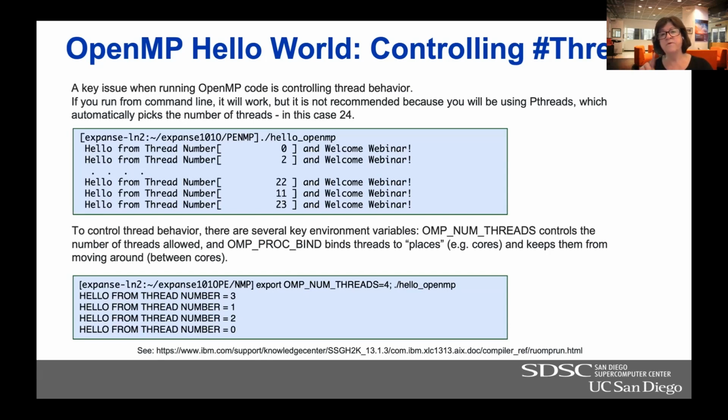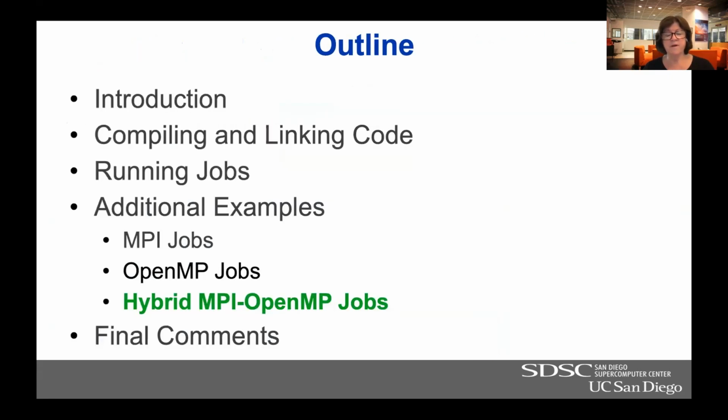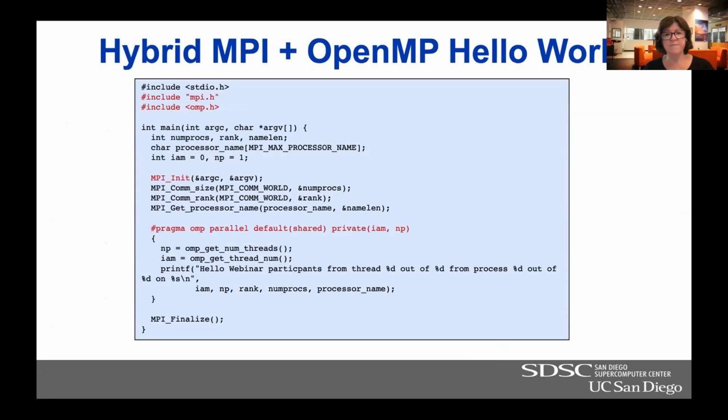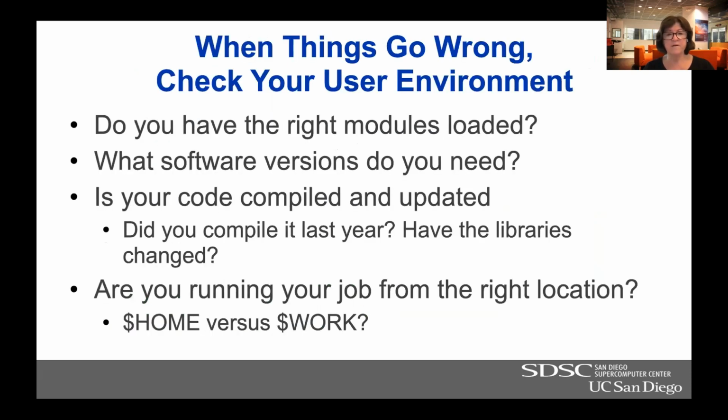So if you want one thread per core to do the job and use that node effectively, then you would bind the thread to the core. You get a one-to-one mapping, and you'll have more efficient scaling. Okay, so at this point, I think I'm done. Here's an example of hybrid OpenMP. It works very similarly from the compiler.